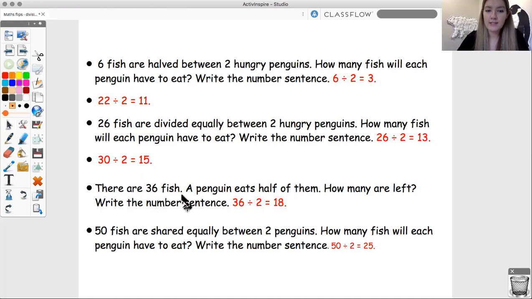There are 36 fish. A penguin eats half of them. How many are left? So 36 fish divided by 2, because we're finding half, equals 18. And finally, 50 fish are shared equally between 2 penguins. How many fish will each penguin have to eat? So 50 fish, half of 50 is 25. 50 divided by 2 is 25.